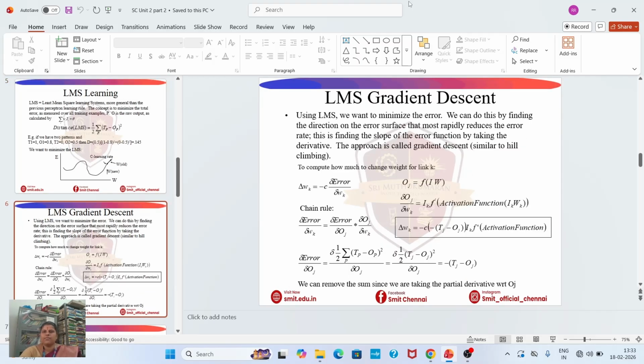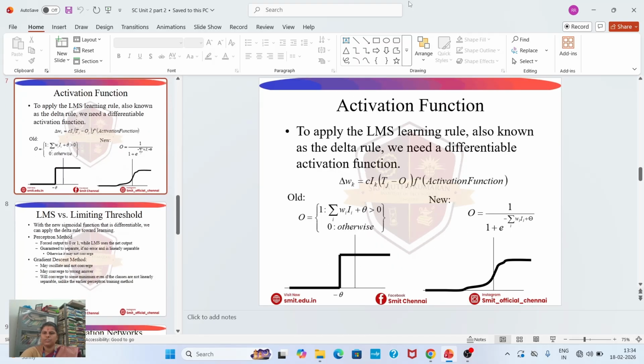C times (tj minus oj). Then the derivative of the activation function gives the input. So combining everything, we get tj minus oj times the input. We cannot remove the sum since we are taking the partial derivative with respect to oj.